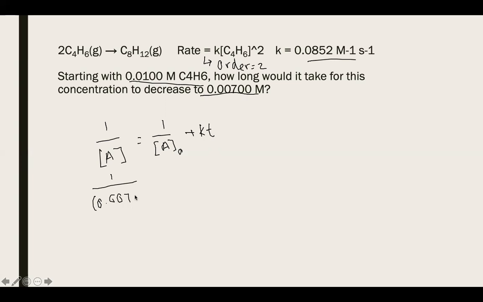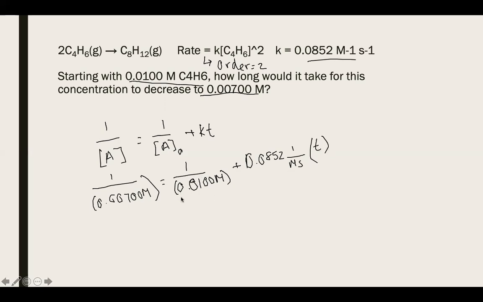.007 equals 1/0.0100 molar plus K is 0.0852, 1/molarity times seconds, and then you're going to multiply it by your time.